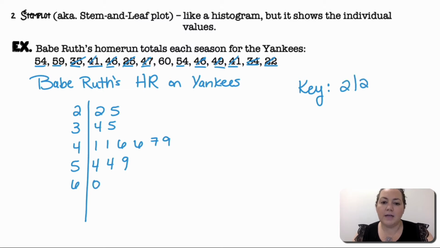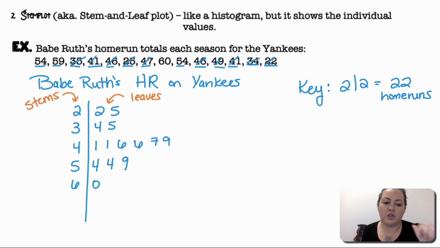So then I'm going to make my key, and I can just pick any value. I like to pick one that's actually in my stem and leaf plot. So 2 | 2 stands for 22 home runs. Okay, so again, that first column is your stems, the second column is your leaves.